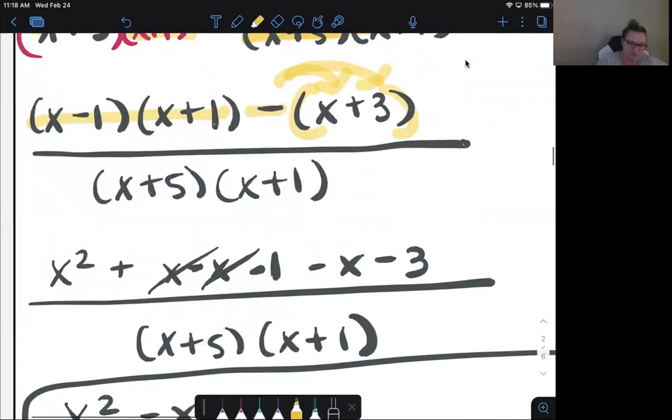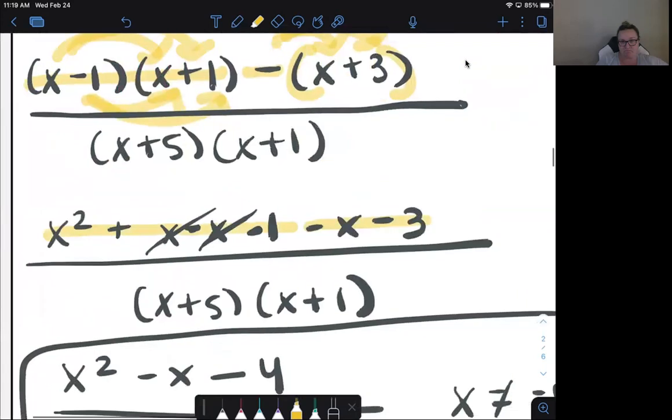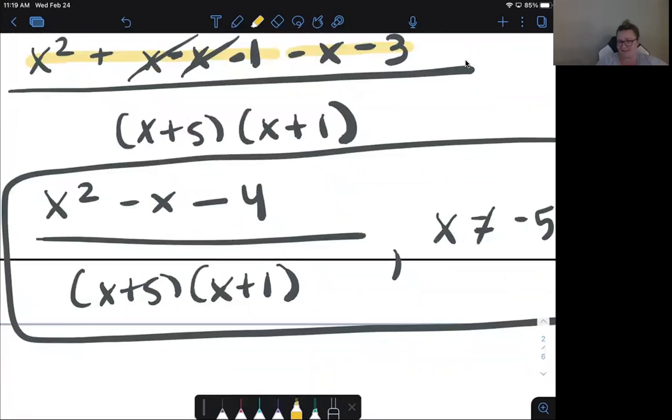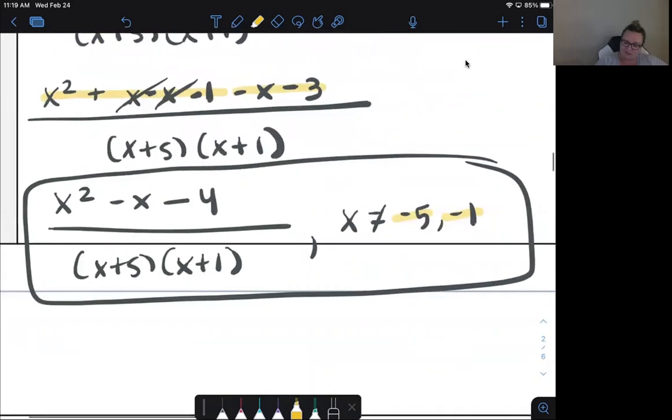Then I had to multiply out the x minus 1 times the x plus 1, so I just did a bunch of distribution. I got x squared plus x minus 1. I distributed the negative. I got negative x minus 3. I combined all my like terms. I got x squared minus x minus 4. And that cannot be factored. So I'm done with that step. And then I just listed my restrictions that x can't be 5, it can't be negative 5, and it can't be negative 1. So hopefully our answers match.